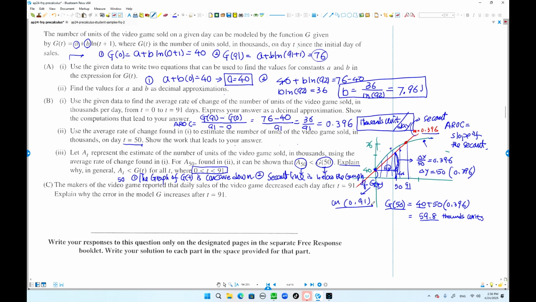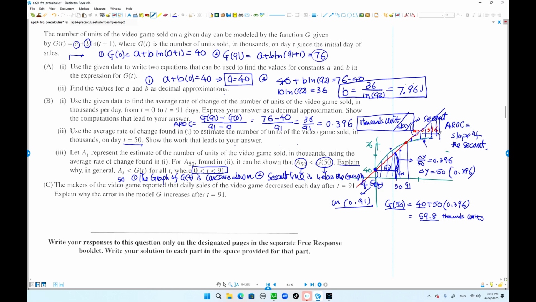The makers of the video game reported the daily sales of the video game decreased each day after t equals 91, right? Okay. Explain why the error in the model G increased after 91. After this is 91. This is the error, right? This is the actual, this is the predicted value. The difference is the error getting increased. So you can use the graph, or you need to explain.